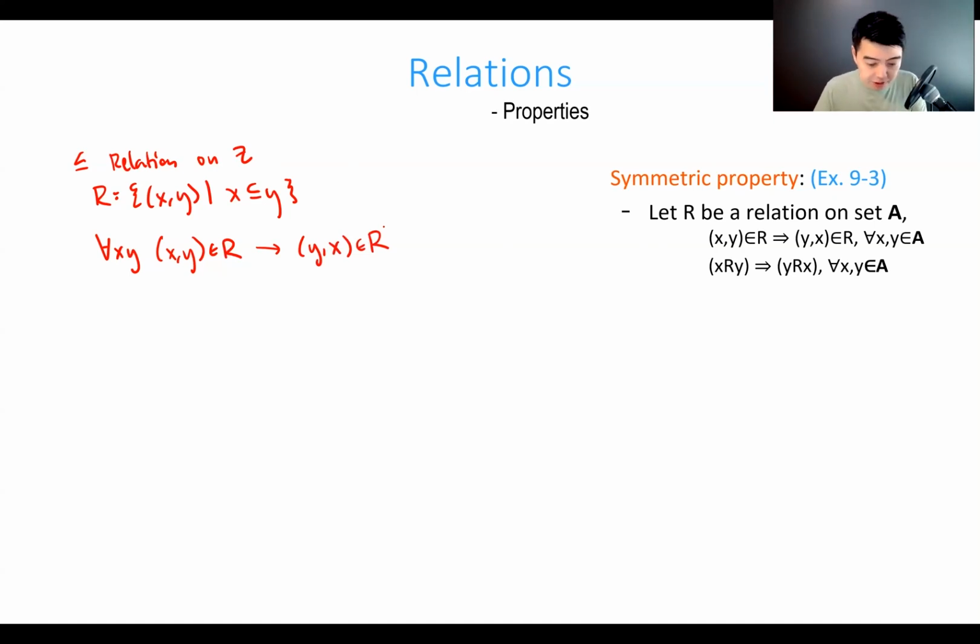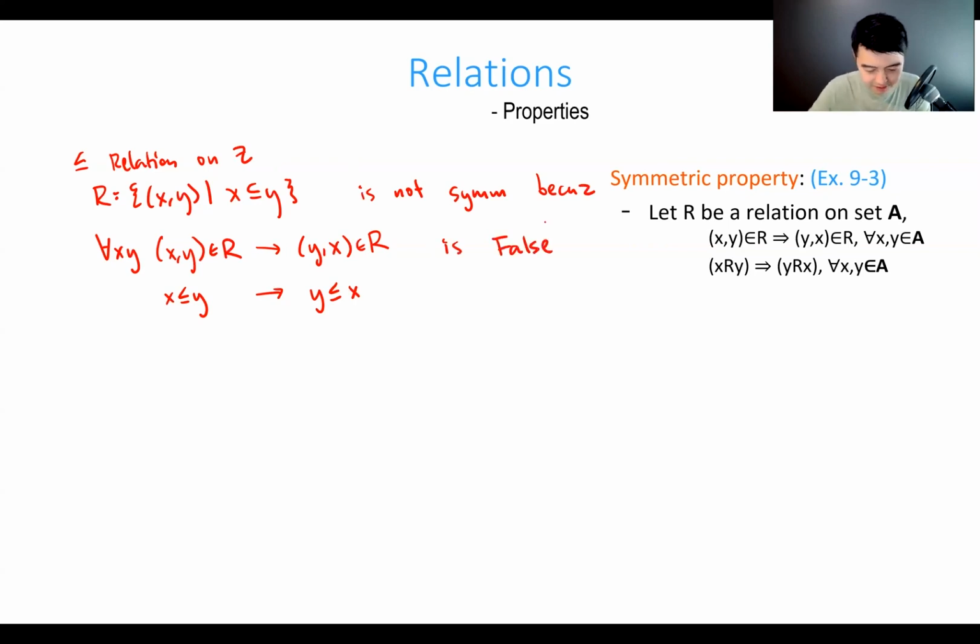Again, if we're not sure, let's plug the definition straight into our relation definition. Is it true that x less than or equal to y implies that y is less than or equal to x? Well, obviously not, right? So we can clearly come up with a counterexample here. So we can say this is not symmetric because this is a false statement.